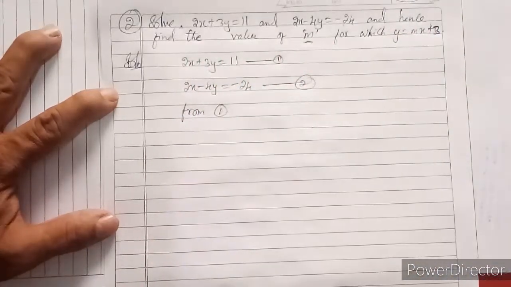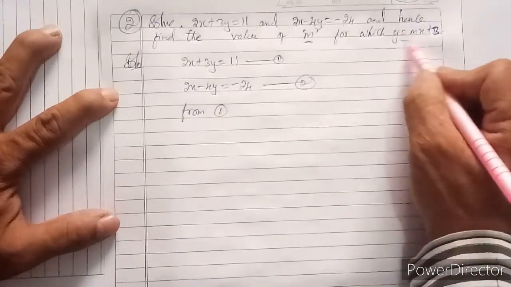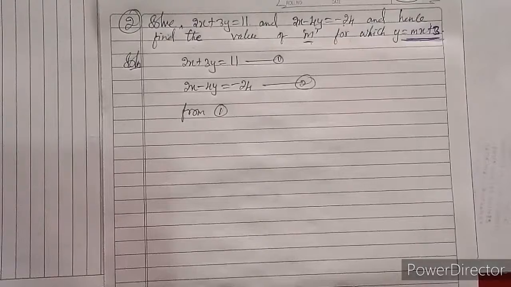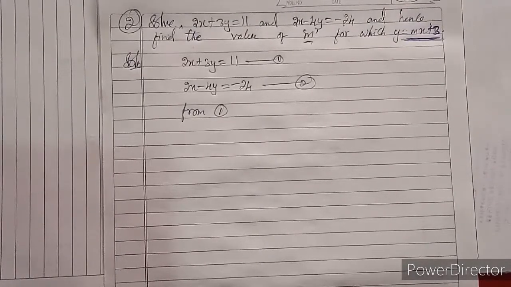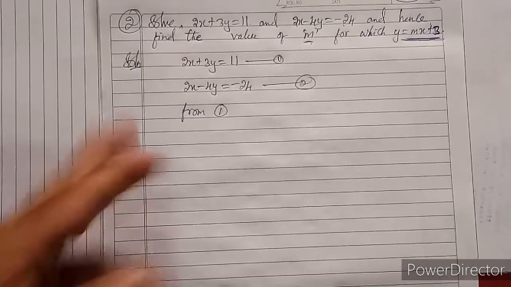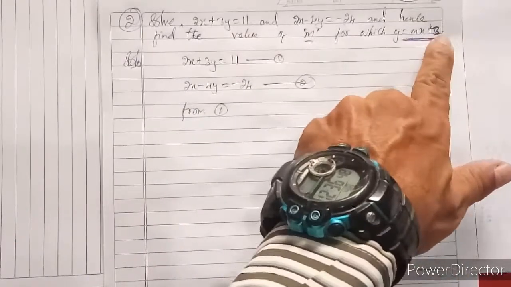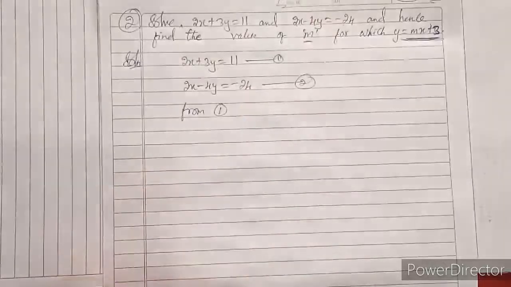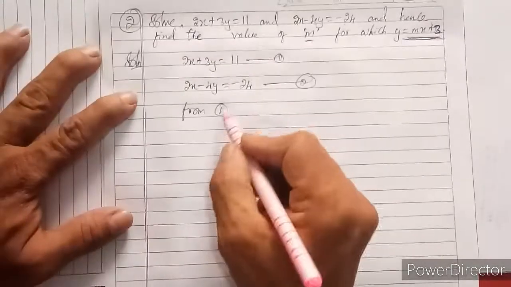We have to find the value of m, for which y is equal to mx plus 3. This is the slope formula, the slope of a line. Graphically, y is equal to mx plus c is the general formula. Here they have given the value of c as 3. First, we take equation 1 and equation 2, and we take both values from them. Now I am taking equation 1.